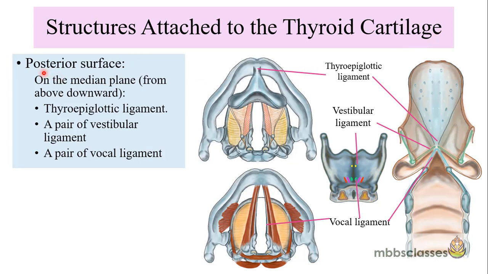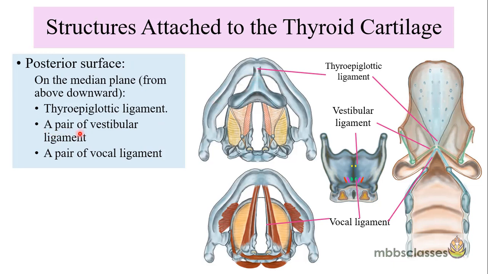And if you see the structures that are attached to the thyroid cartilage, let's start with the structures attached over the posterior surface. This is the posterior surface of the thyroid cartilage. This one is the anterior surface. We can see the structures that are attached from above downward. In the middle plane is the thyroepiglottic ligament. This is the thyroepiglottic ligament that attaches the thyroid cartilage with the lower end of the epiglottis.